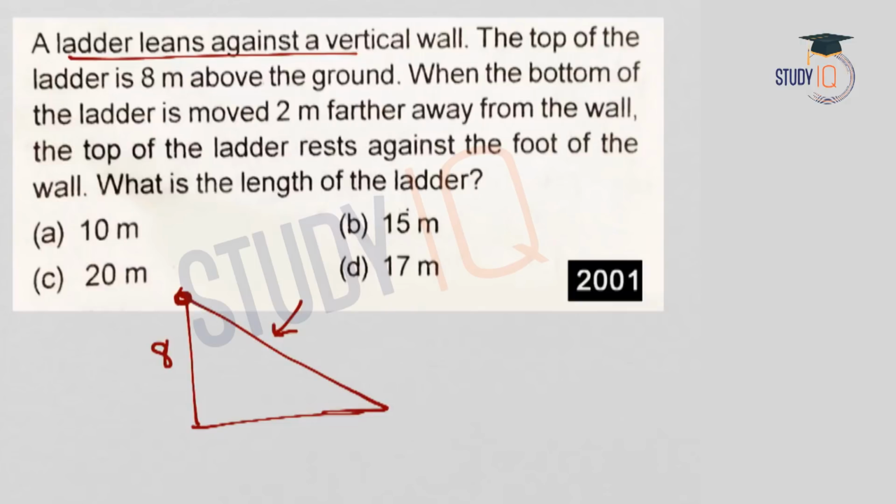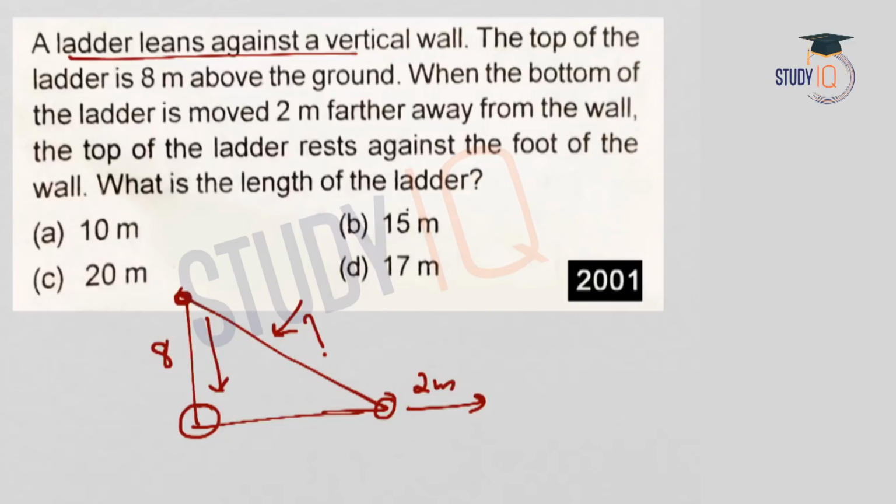Now the bottom of the ladder is moved 2 meters further. So this is the bottom of the ladder; if this is moved 2 meters further, what happens? The ladder will fall down and will rest on the bottom of the wall, right? So the top of the ladder rests against the foot of the wall. What they're asking is, what is the length of the ladder? So I hope you understood the story, and this is going to be a very easy question.